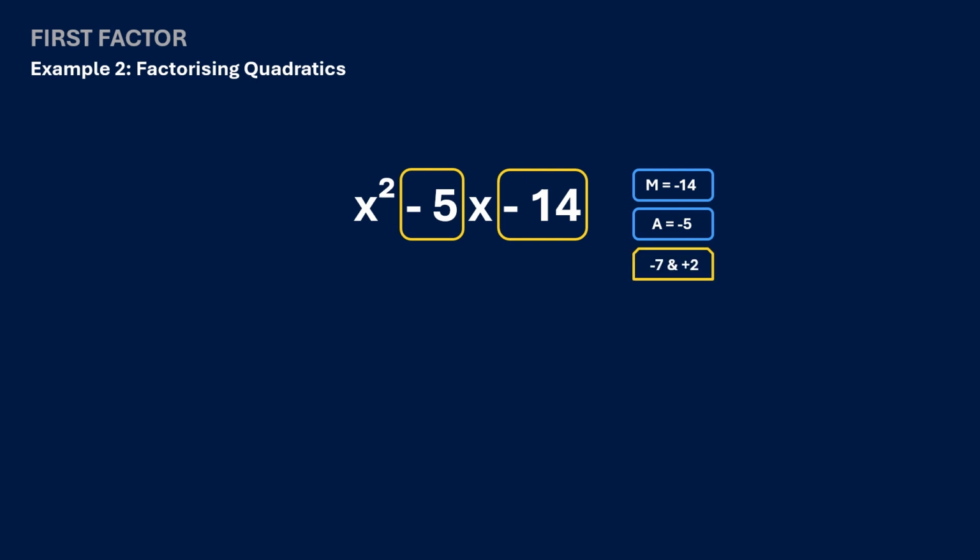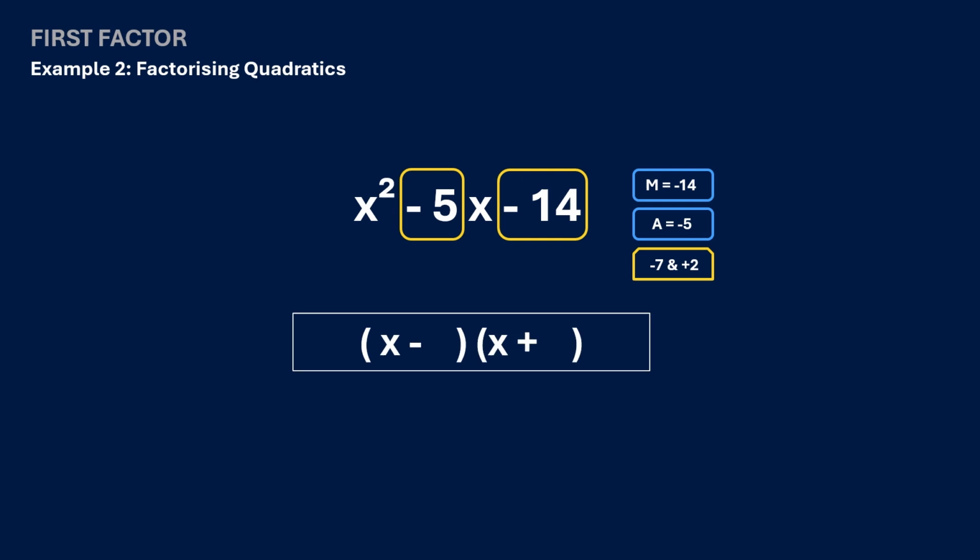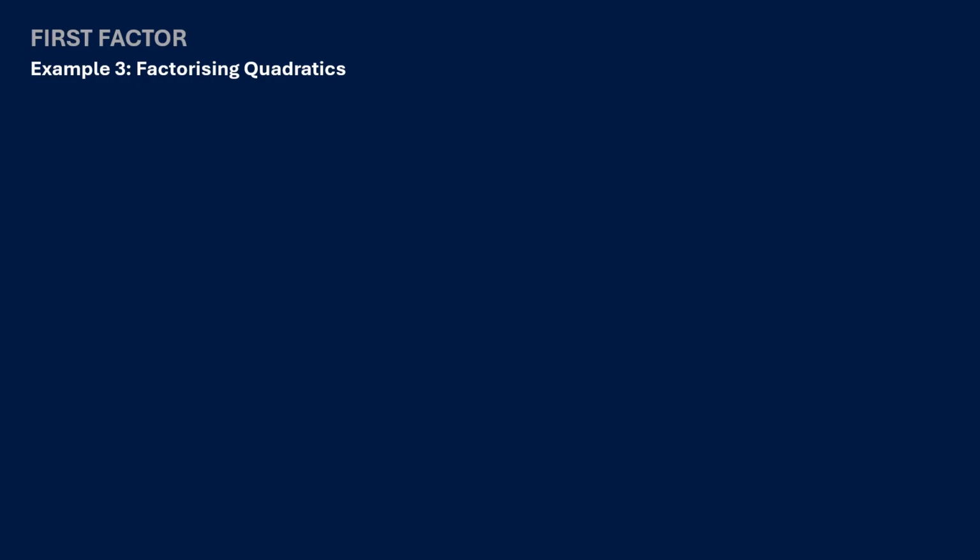We then set up our final brackets, and then we simply substitute in the minus 7 and the plus 2, and that gives us our final answer. So for example 3, we have 2x squared plus 7x plus 3. The difference here is we have a number before x squared, which also means the method is slightly different.